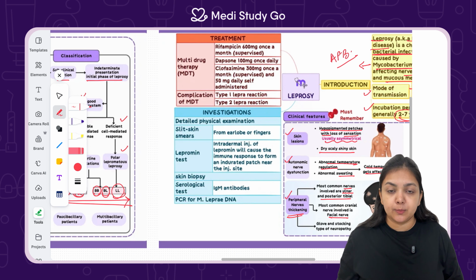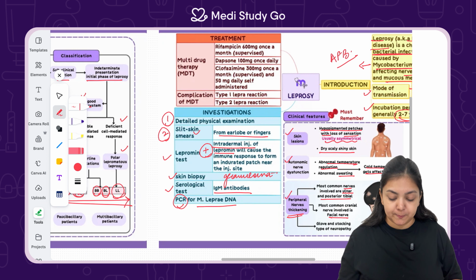Skin biopsy is done to view the granulomas and their contents. Serological tests are done to view the IgM antibodies present against the bacilli. And lastly, PCR testing can be done to analyze the DNA of the Mycobacterium leprae and analyze how much bacterial load is present in the body.